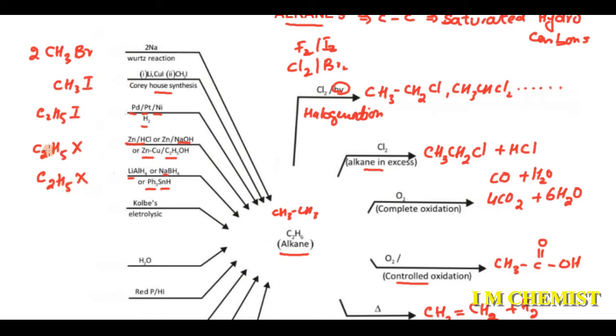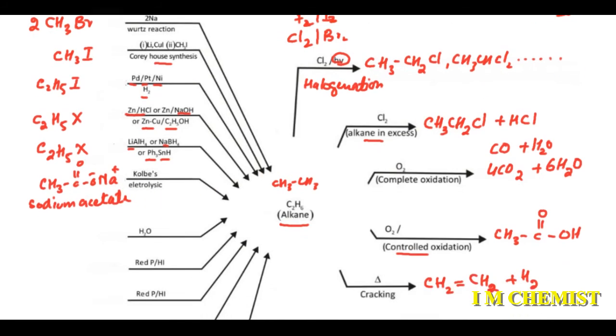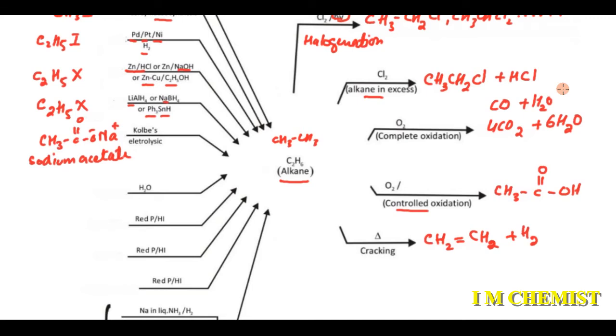And in the Kolbe electrolysis, alkanes would be converted into CH3-C(=O)-O⁻ Na⁺. Now this is known as sodium acetate. And if we add water molecule into alkanes, what will happen? We will get C2H5MgX, and this is known as Grignard reagent.